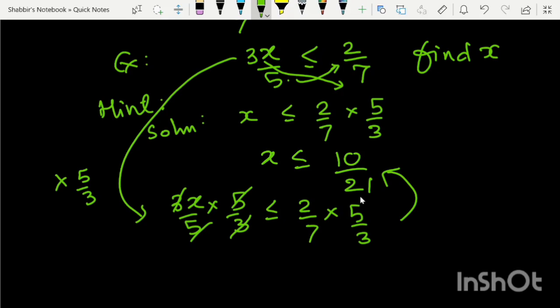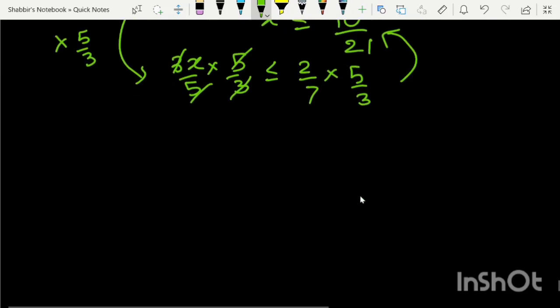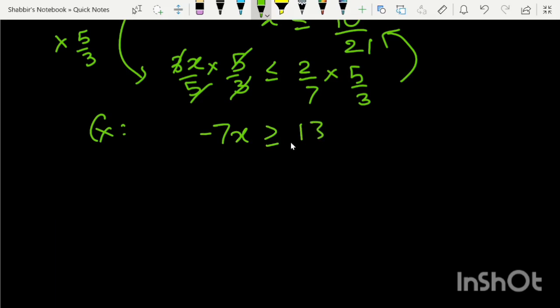Okay, so by now you might be wondering, what if the coefficient of x is negative? Like for example, if I ask you minus 7x greater than or equal to 13, what would be the next step? Can we write it like this? Can we take minus 7 here? Yes or no?